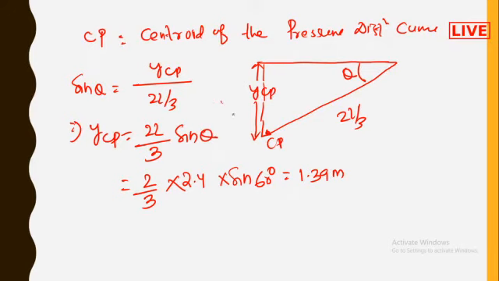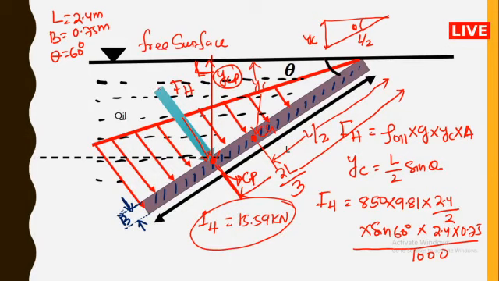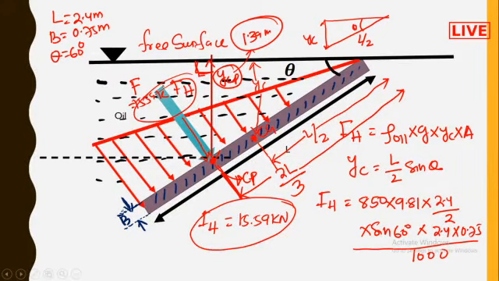Okay, so this is the hydrostatic force magnitude. It is coming out to be 15.59 kilonewton, and it is at a distance YCP equal to 1.39 meter. Okay, so I think you understood the concept. If a similar question comes in your exam, GATE, ESE or any university exam, I can assume that you will be able to solve the question.